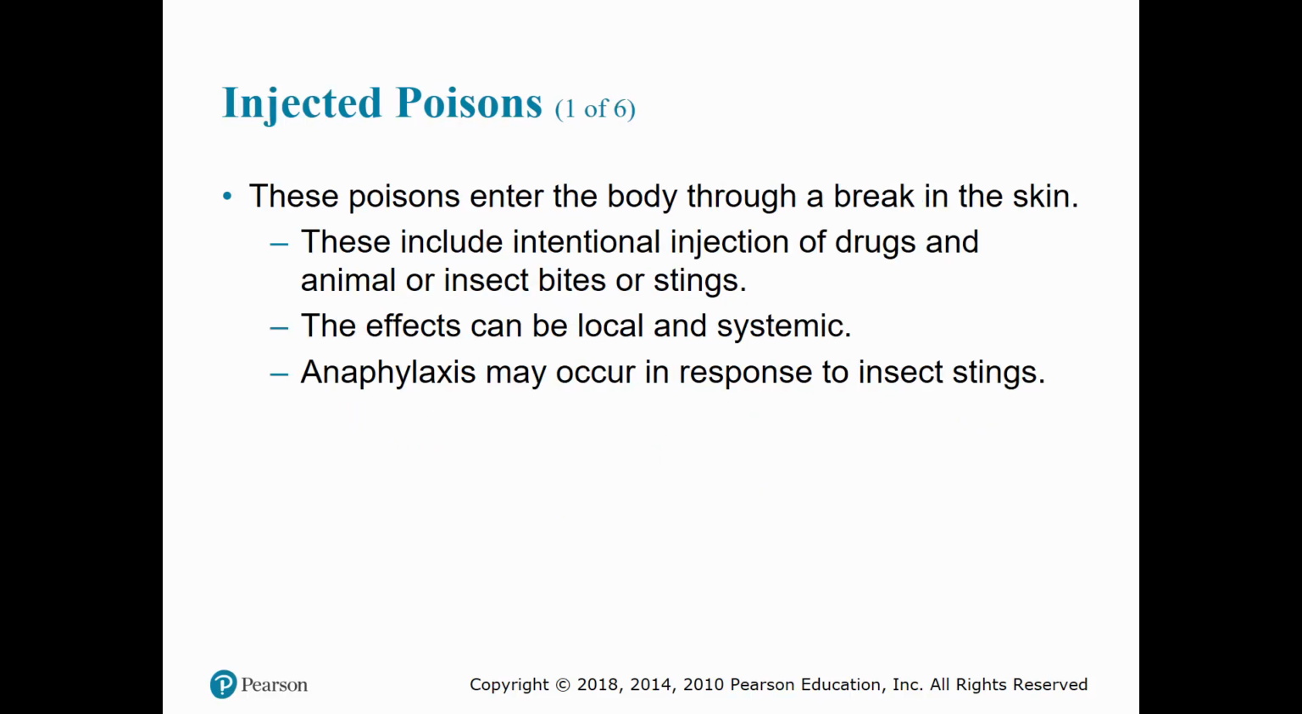Now, injected poisons, this is involved through some type of break within the skin. This can be caused through intentional injection of a drug, such as methamphetamines, or through an insect bite or a sting. This can cause either a local or systemic effect. And if it's due to an insect sting, such as a bee or a wasp, usually you'll have anaphylactic-like reactions.